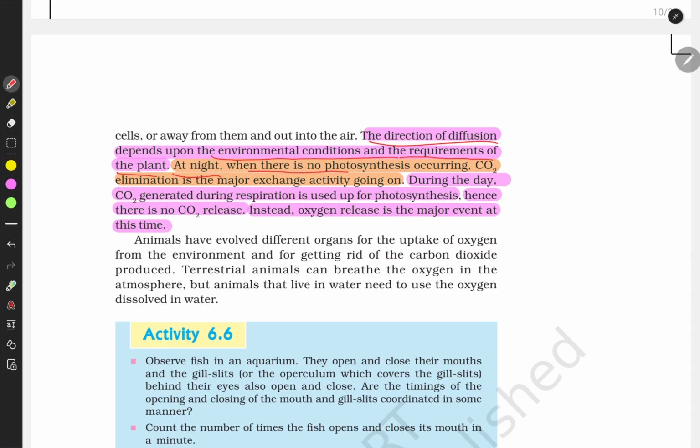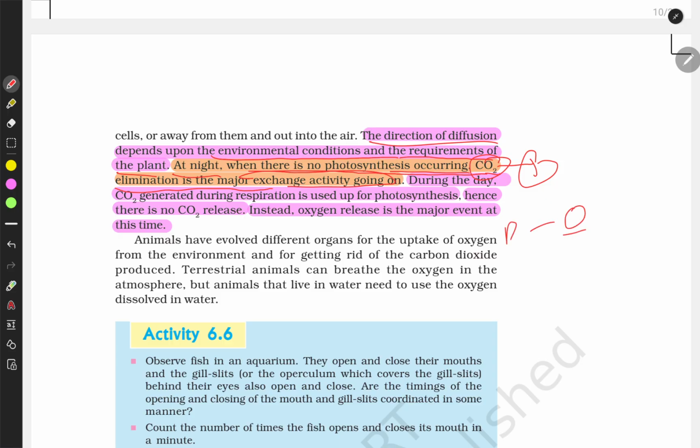At night, when there is no photosynthesis occurring, CO2 elimination is the major exchange activity going on. Plants in respiration also produce CO2, while in photosynthesis, the plant produces oxygen.